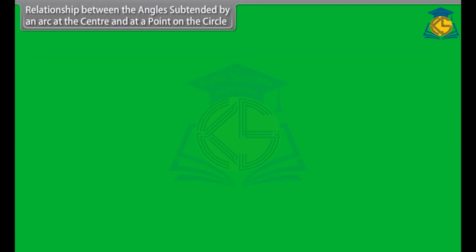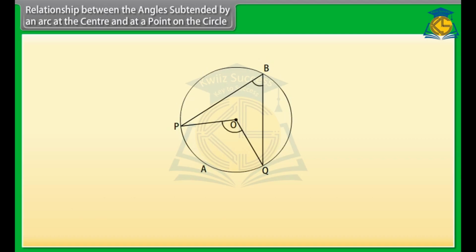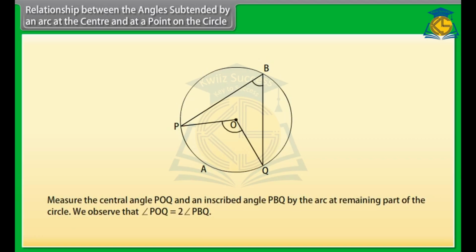Relationship between the angles subtended by an arc at the center and at a point on the circle. Draw a circle with center O. Let PAQ be an arc and B be any point on the circle. If we measure the central angle POQ and the inscribed angle PBQ by the arc at the remaining part of the circle, we observe that angle POQ is equal to 2 into angle PBQ. This activity gives us a theorem.